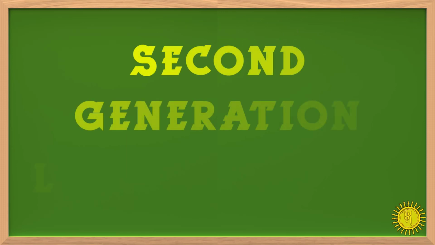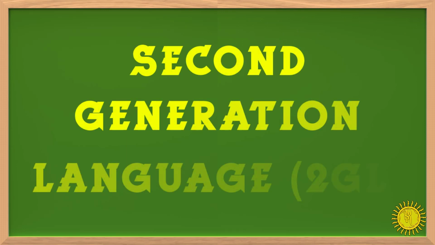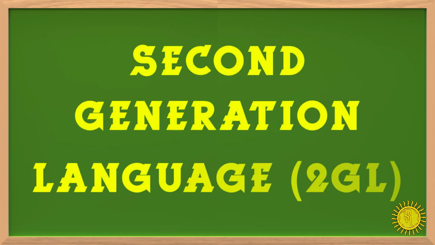Now the next topic is second generation language, 2GL. Second generation language refers to the programming language that is associated with assembly language. Assembly language is also regarded as a low-level language.